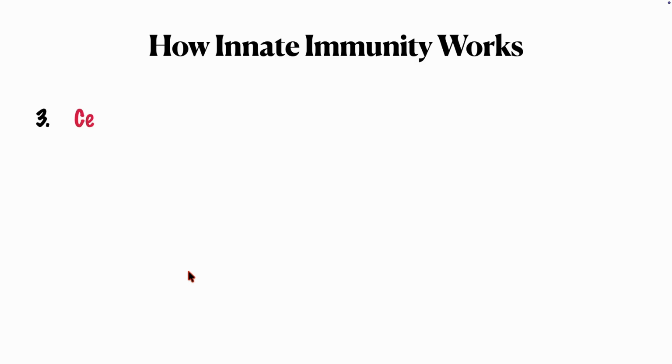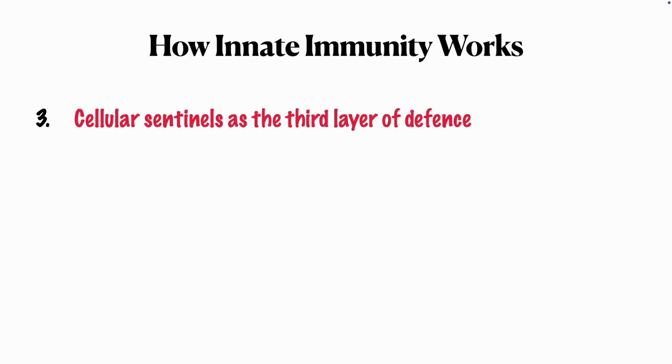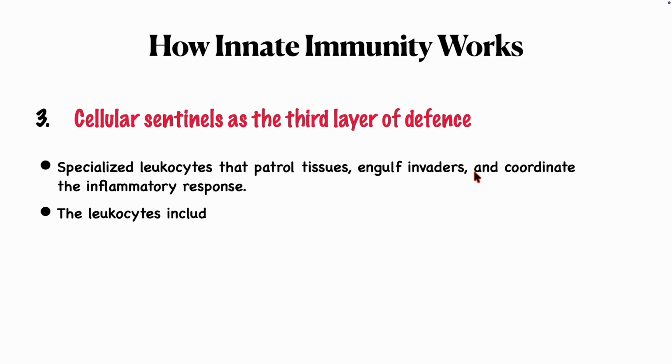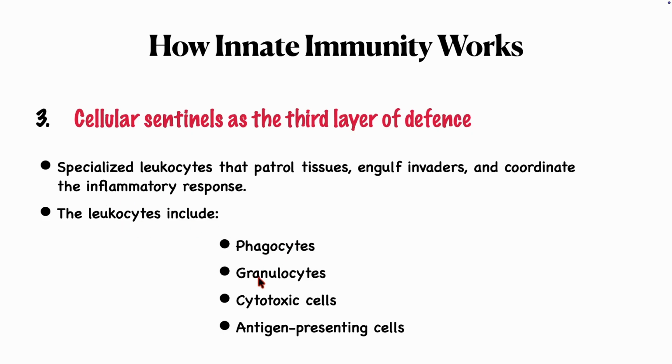Okay, let's move on to cellular sentinels, the third layer of defense in innate immunity. This layer consists of specialized leukocytes that patrol tissues, engulf invaders, and coordinate inflammatory response. The leukocytes include phagocytes, granulocytes, cytotoxic cells, and antigen-presenting cells.